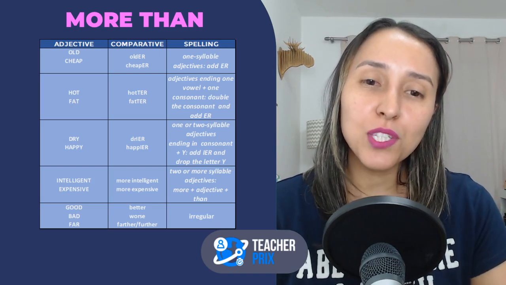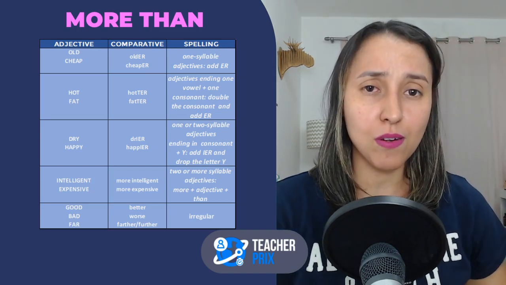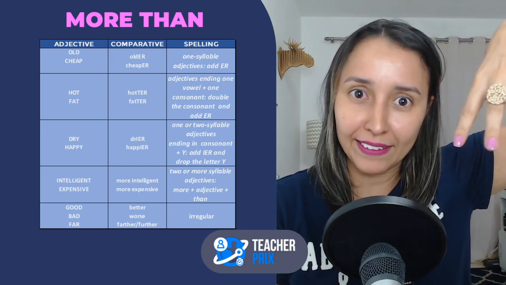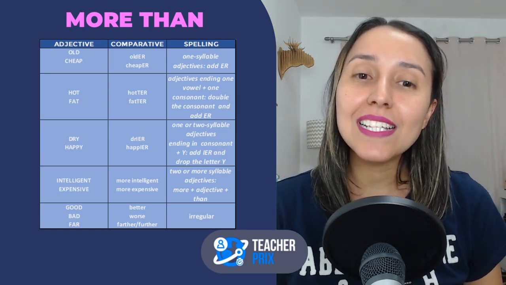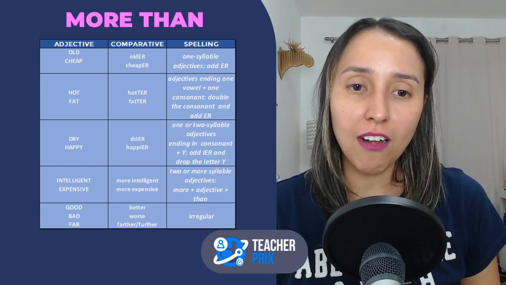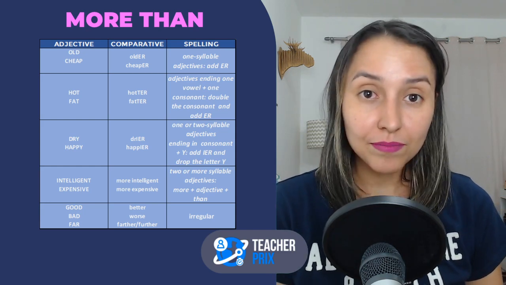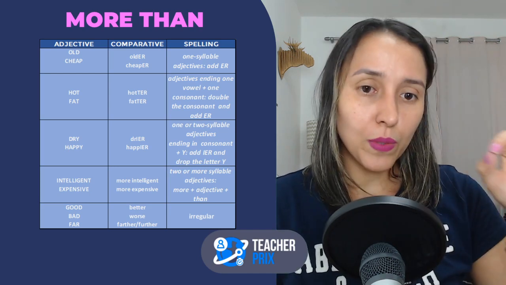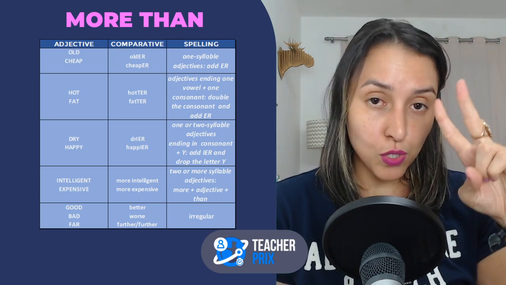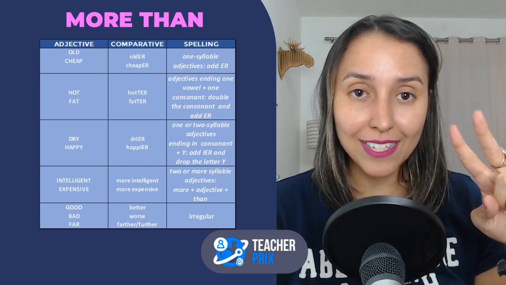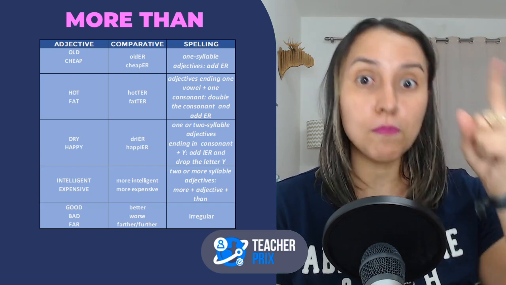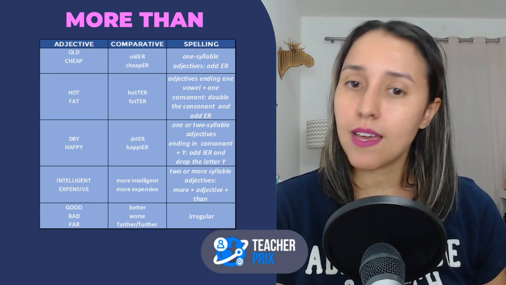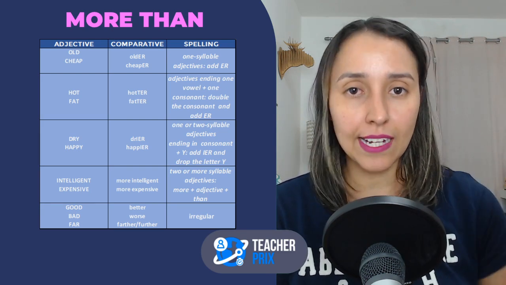Whenever you have this, you will say goodbye to the letter Y. You drop the Y, drop the mic. No, drop the Y. And you will add IER. So happy, I am happier than you. So in this case, happy is a two-syllable adjective that ends in consonant plus Y. In this case, I drop the Y and I add IER.